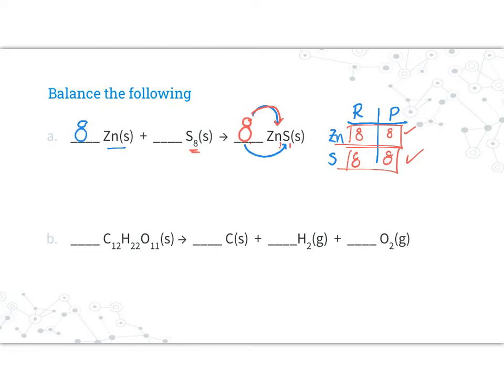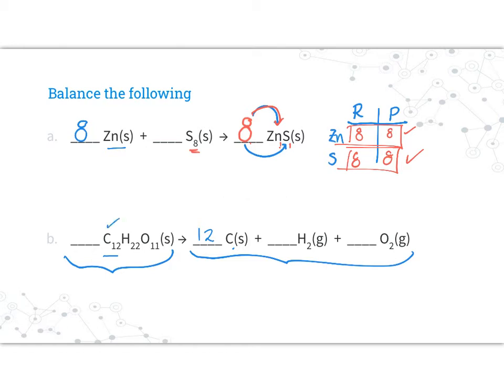I'm just going to start with the very first element here. Carbon. There are 12 carbons in my reactants. Just making sure that you know where your reactants and where your products are. Okay, sometimes it's hard to remember where that arrow is. 12 carbons in my reactants. I need 12 in my products. There's currently only 1. Therefore, I need to put a 12 here.